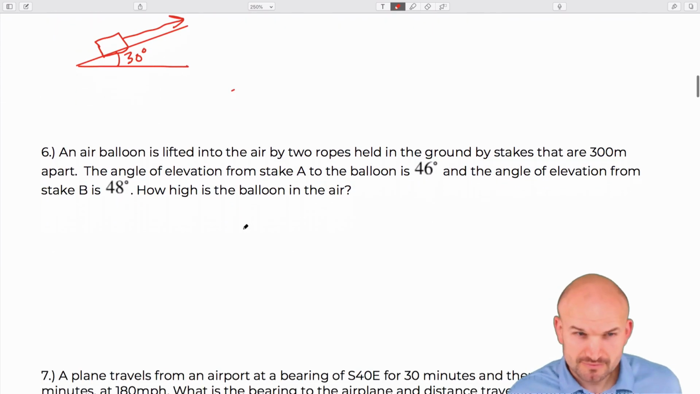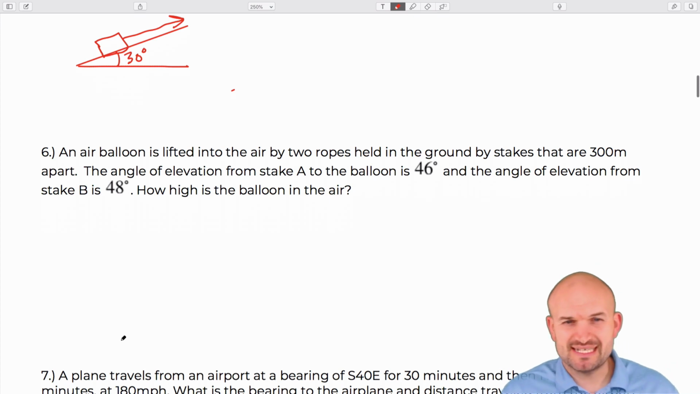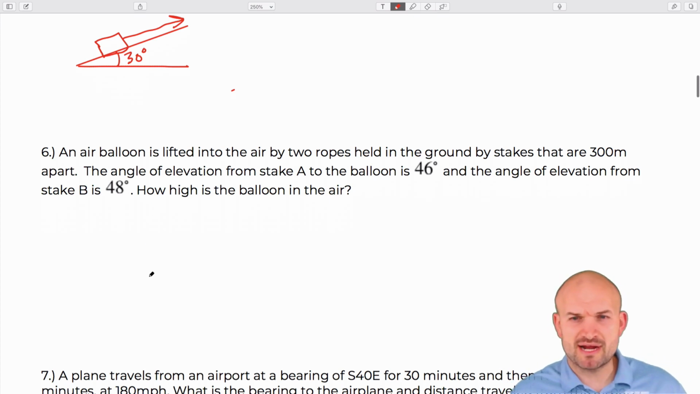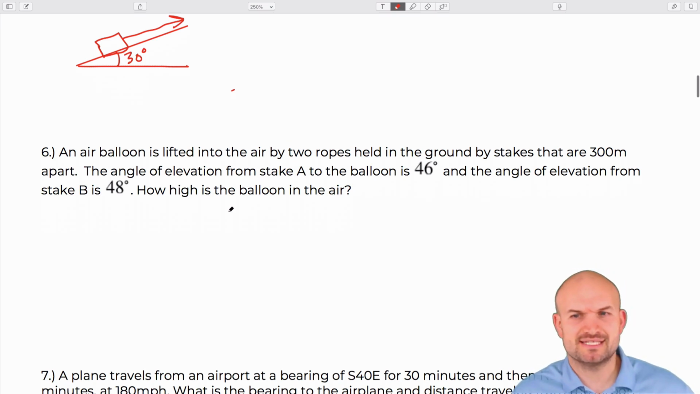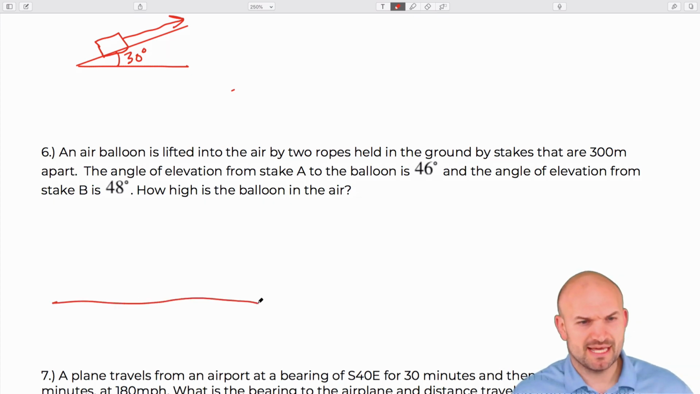The next one says an air balloon is lifted into the air by 2 ropes held into the ground by stakes that are 300 meters apart. I think I did a really bad job writing that. But again, looks like we have a balloon.